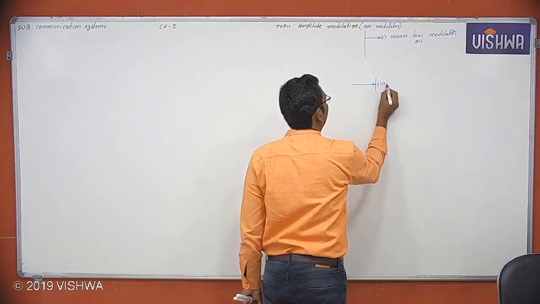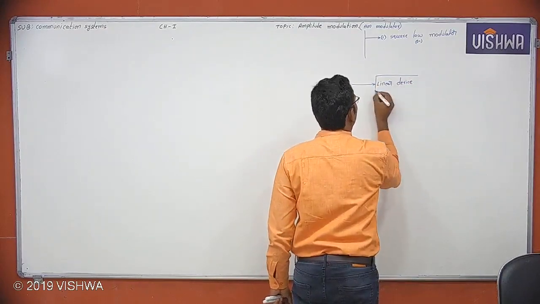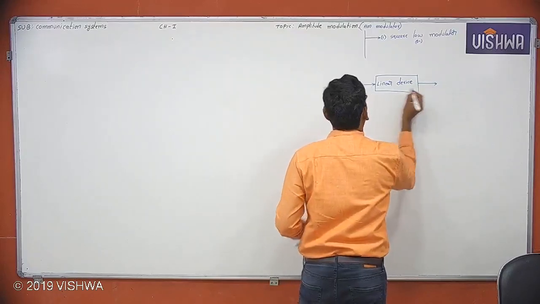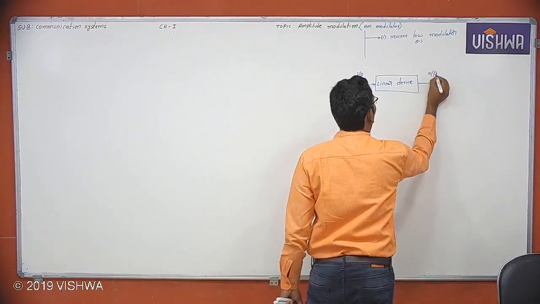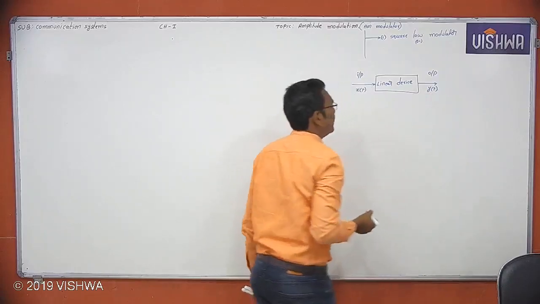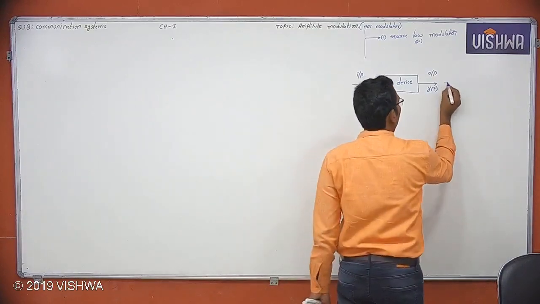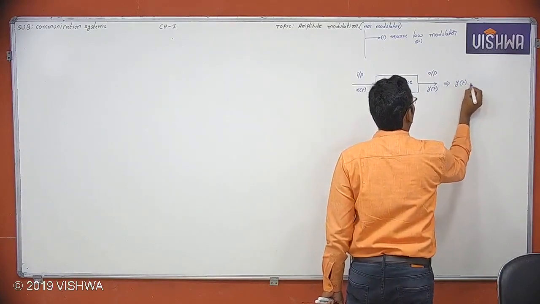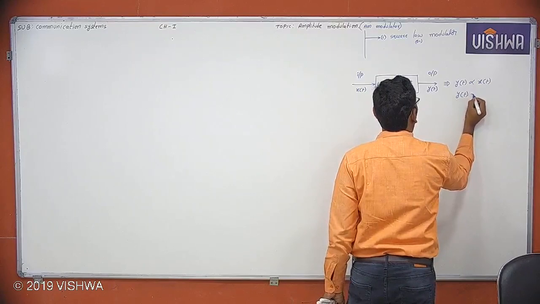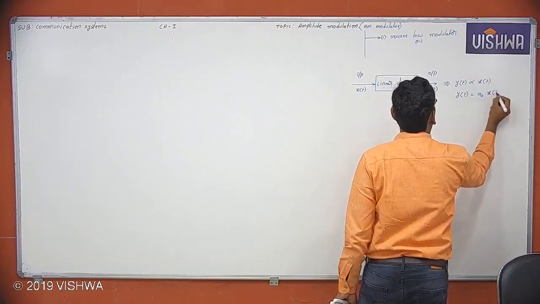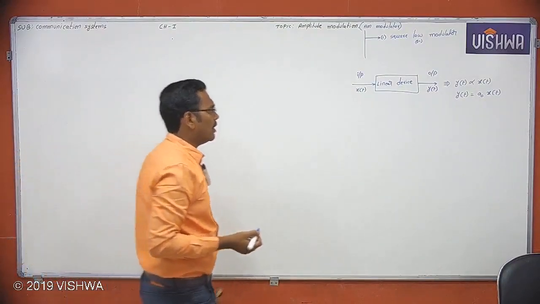Now this is a linear device. This is input x of t. This is output y of t. Now what is the relation between input and output? Input is x of t, output is y of t. Therefore y of t is directly proportional to x of t. If you remove the proportionality, put a constant a naught into x of t. This is the linear relation between input and output.